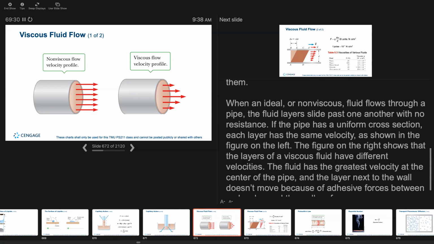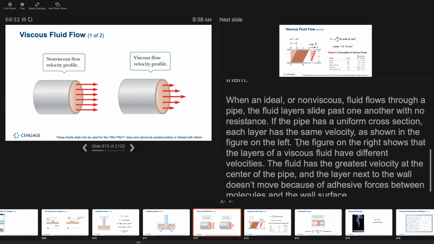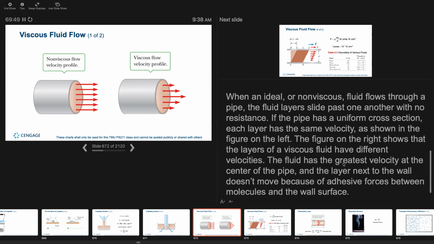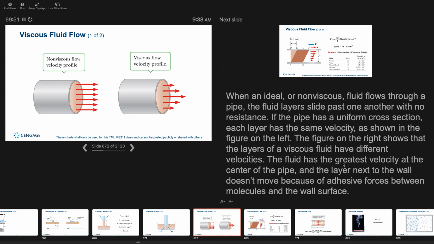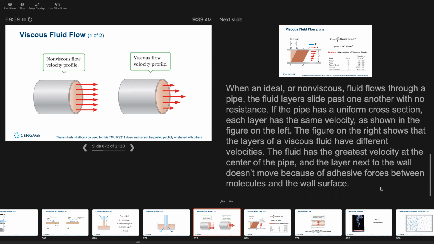When an ideal or non-viscous fluid flows through a pipe, the fluid layers slide past one another with no resistance. The pipe has a uniform cross-section. Each layer has the same velocity, as shown in the figure on the left. The figure on the right shows the layers of the viscous fluid have different velocities. The fluid has the greatest velocity at the center of the pipe, and the layer next to the wall doesn't move because of adhesive forces between the molecules in the surface layer.